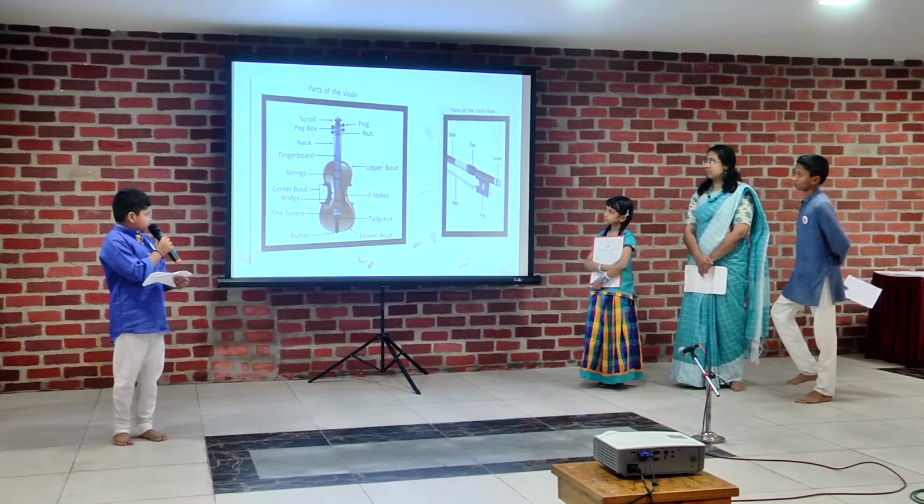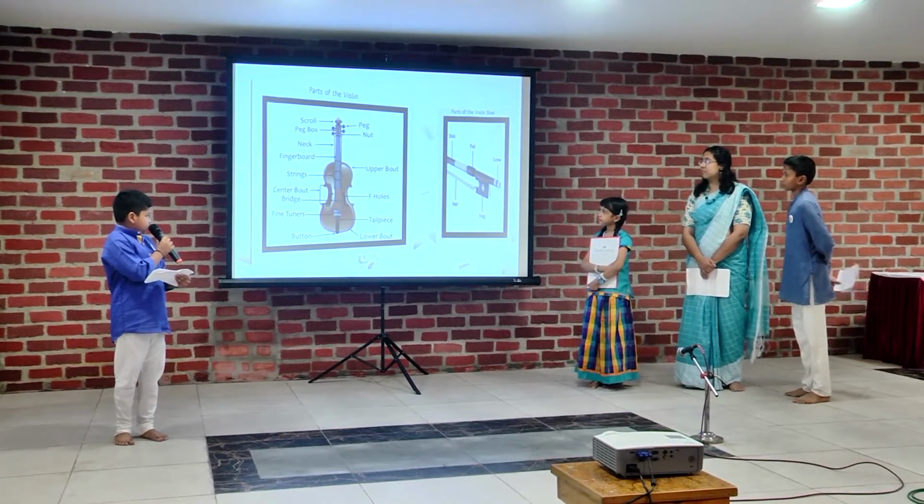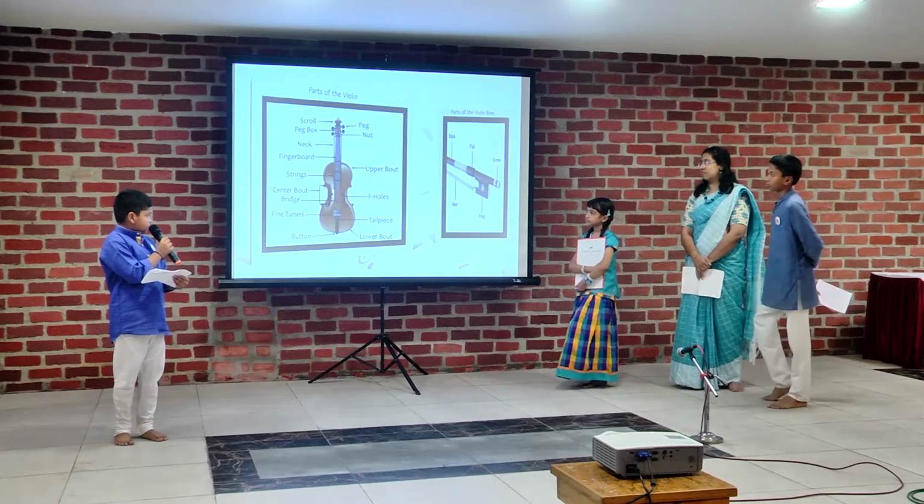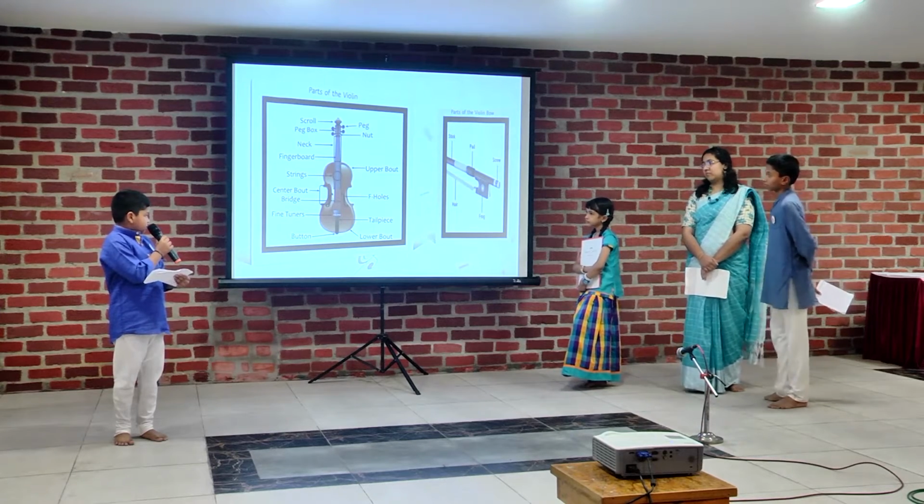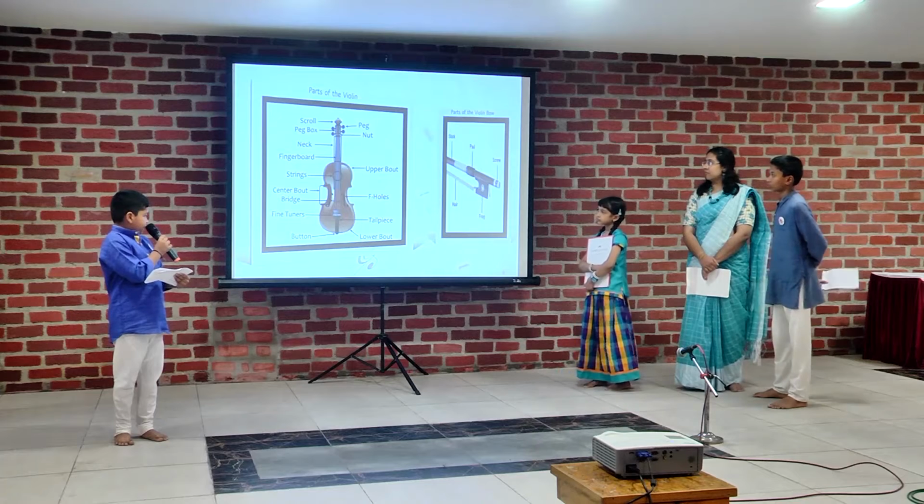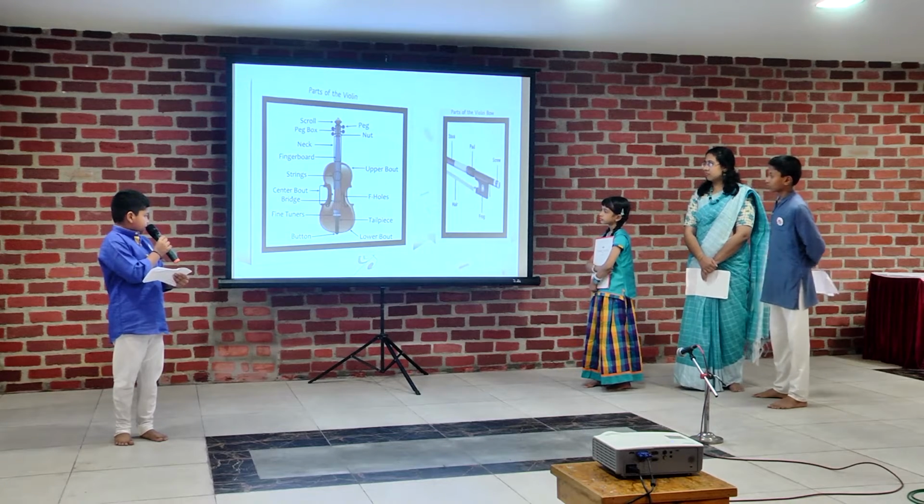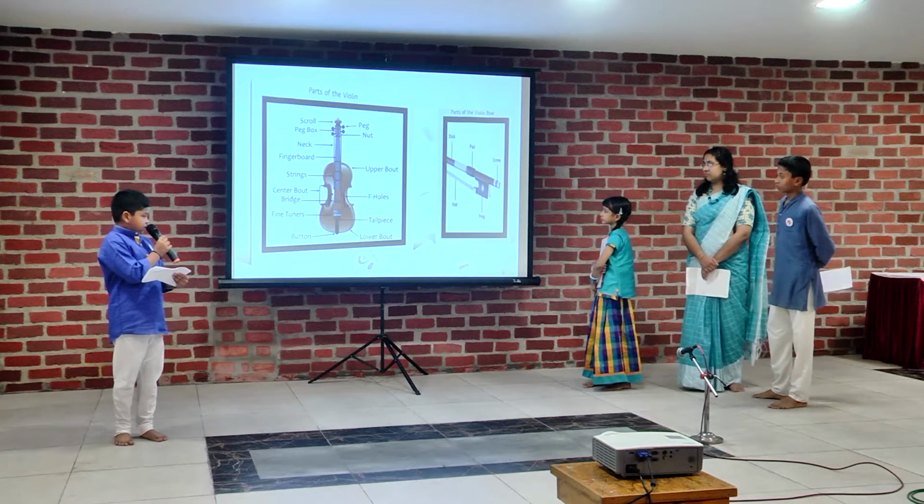Then we have the strings. Some violins have 6 strings and some have 4 strings. Next we have the bridge, fine tuners, the tailpiece, and a button which holds the tailpiece.